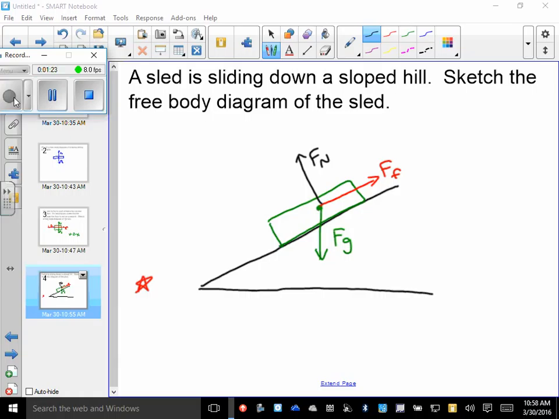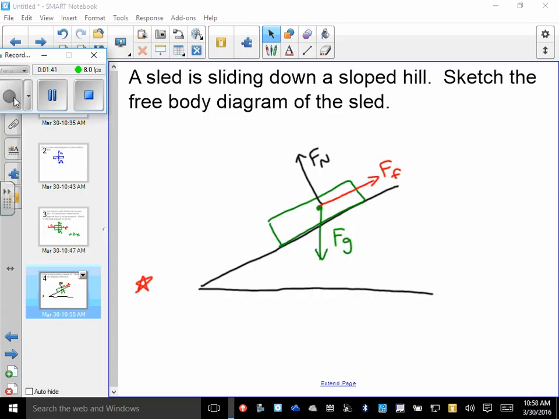Sometimes you will get a push, but normally the push will be, if you're at the top of a hill, the person will push this way, right? Maybe they'll push that way. I don't know. But we're going to assume in this case that there was no force applied. It doesn't say you were pushed. It said it's sliding down a hill.